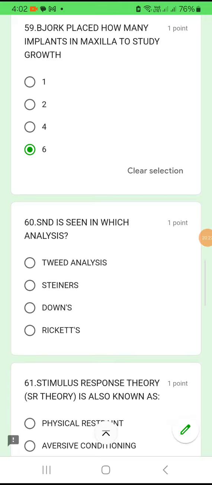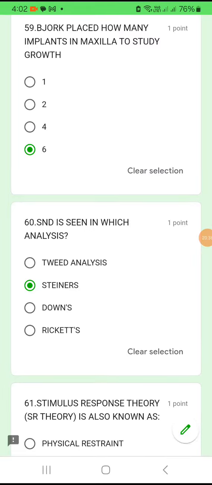Question number 60. SNT is seen in which analysis? Tweed's analysis, Steiner's, Downs, or Ricketts analysis? SNT is seen in Steiner's analysis. Option B is the answer.